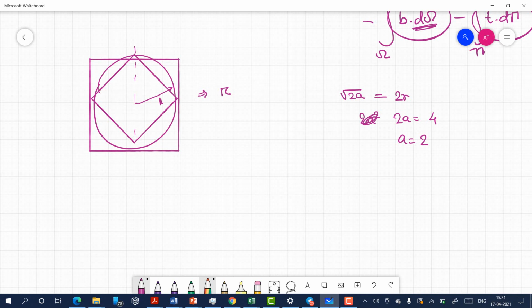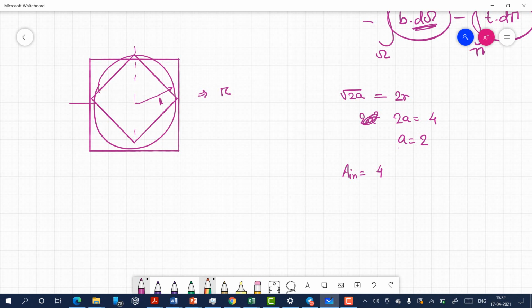So the diagonal length will be root 2a. Root 2a will be equal to 2r, right? So 2a is equal to 4r squared. So a will be equal to 2 and the area of this square will be 4, right? Area of the inner square will be 4 and area of the outer square.